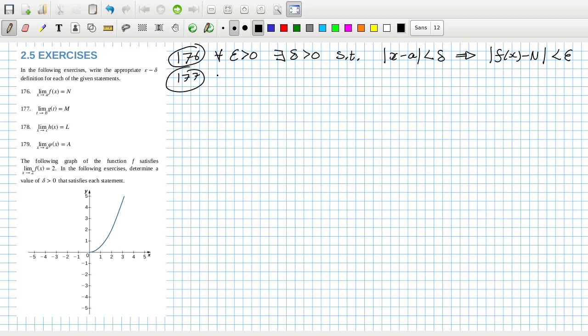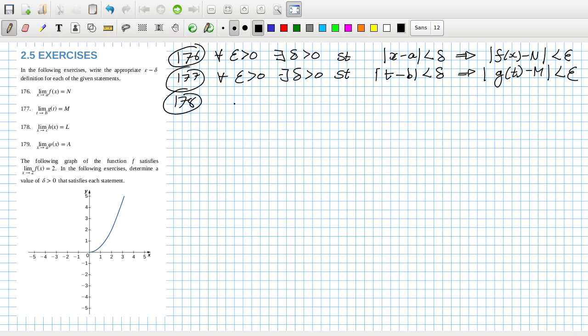Likewise for 177, for all epsilon greater than zero, there exists a delta greater than zero, such that if t is less than delta away from b, then g will be less than epsilon away from m.